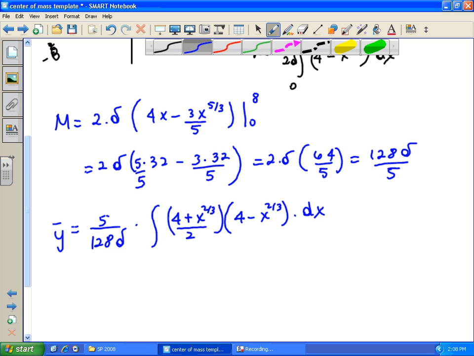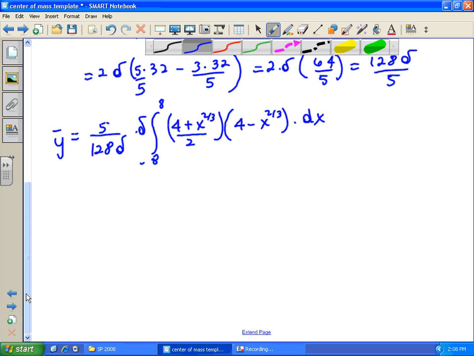times dx times density. And the limits, again, ordinarily I should be going from negative 8 to 8. At the moment, let me put it as negative 8 to 8. Later, I can worry about if I can double this again like I did before. I will pull out the 1/2 so I can simplify the rest nicely.